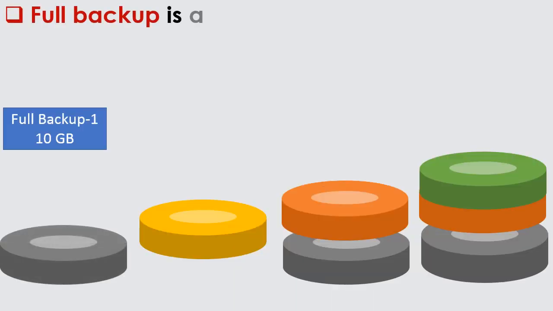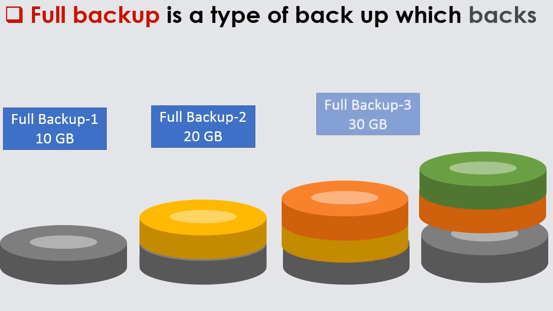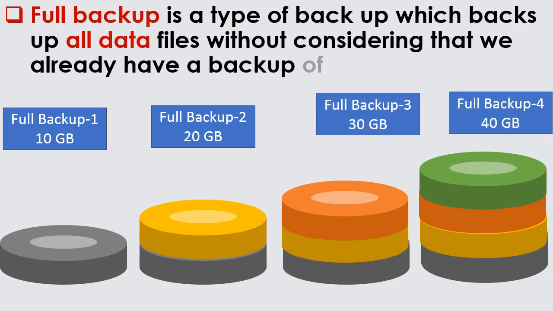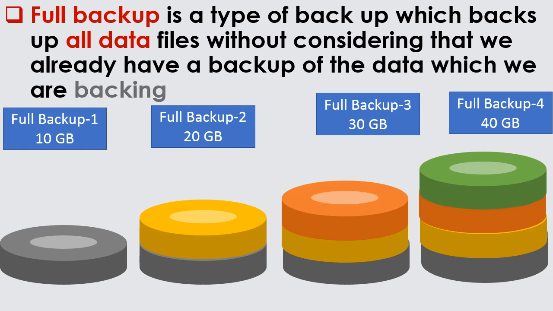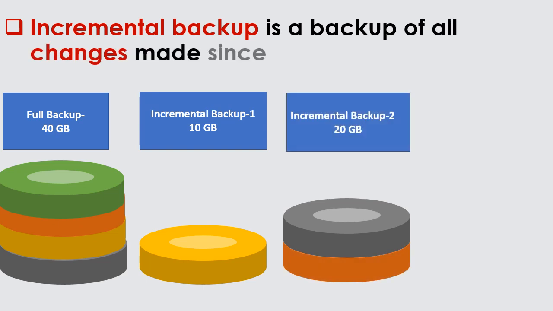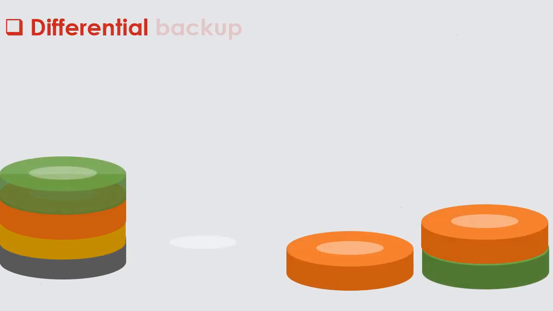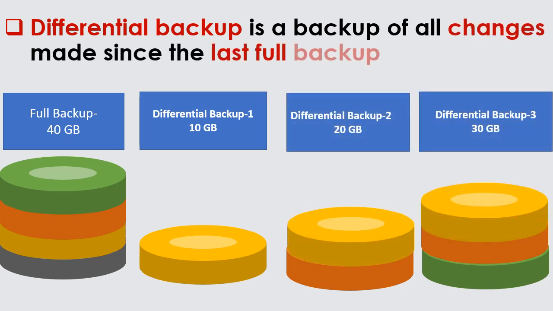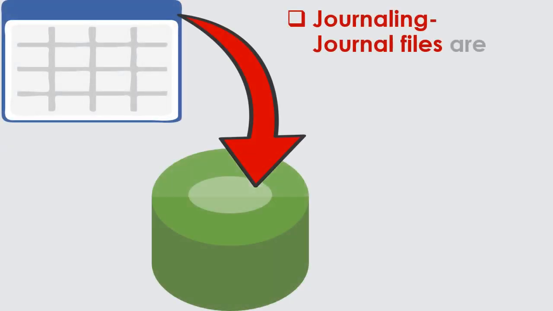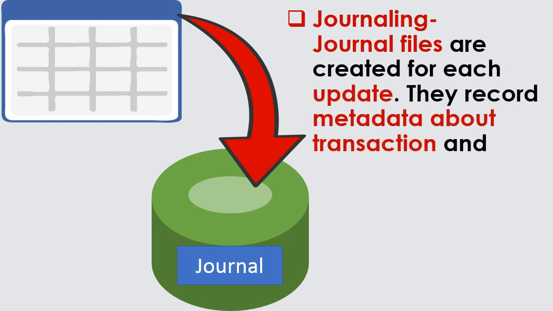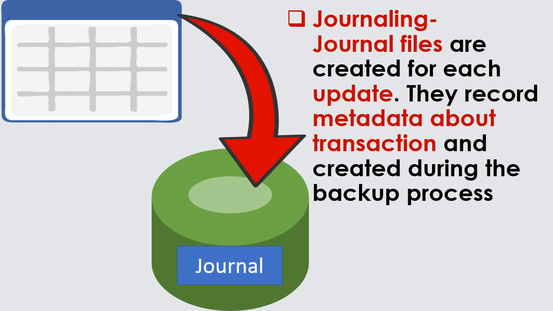Full backup is a type of backup which backs up all data files without considering that we already have a backup of the data which we are backing up. Incremental backup is a backup of all changes made since the last backup. Differential backup is a backup of all changes made since the last full backup. Journaling: journal files are created for each update. They record metadata about transactions and are created during the backup process.